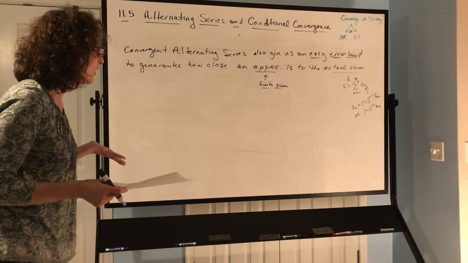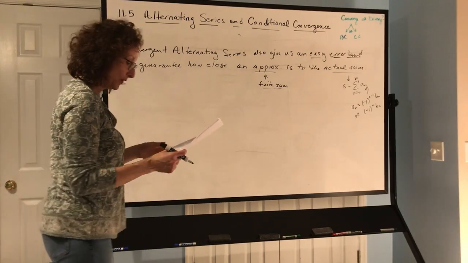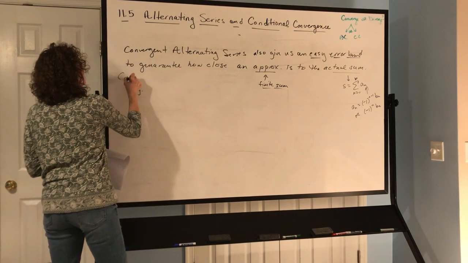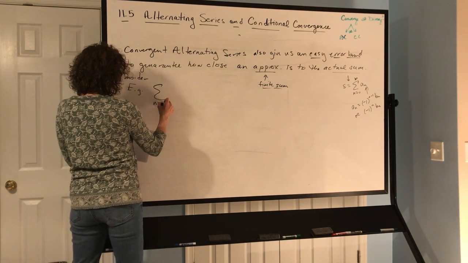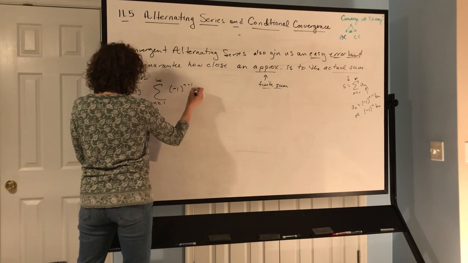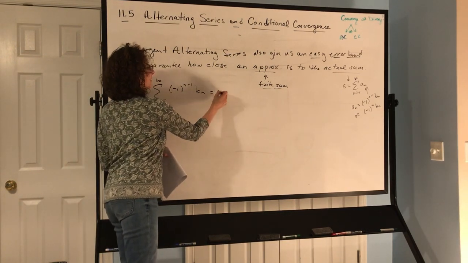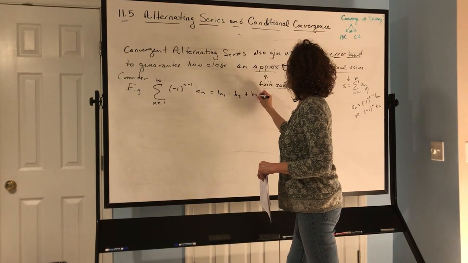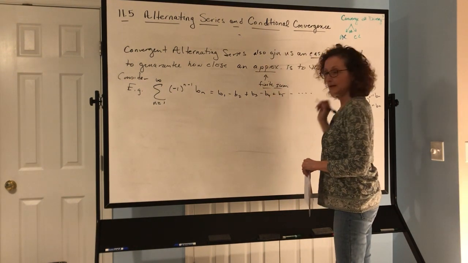So why is this error bound easy? Well, let's just look at a simple example. Let's consider the sum from n equals 1 to infinity of (-1)^(n-1) times b_n. If we start counting at 1, we just have b1, and then the next one is minus b2, then plus b3, minus b4, plus b5, on and on forever.